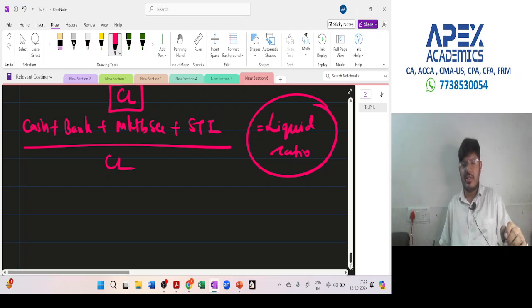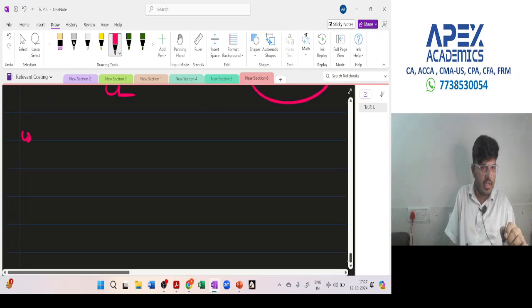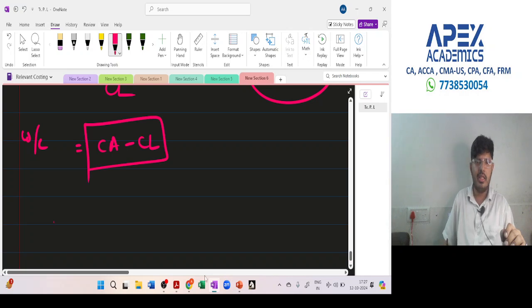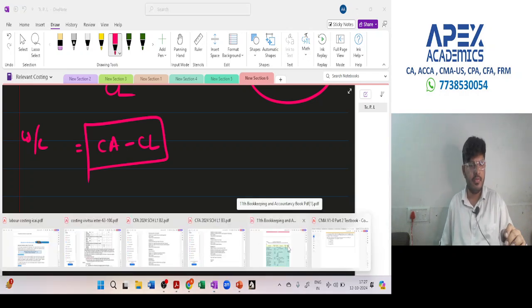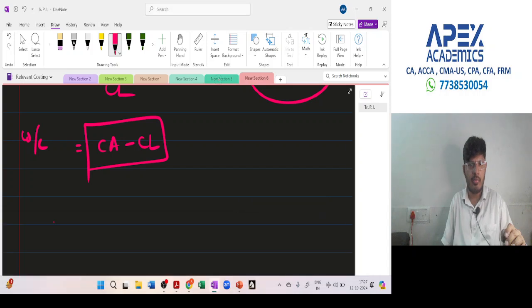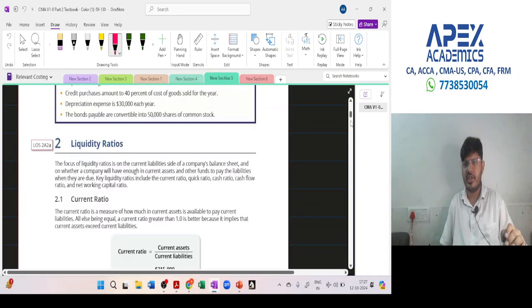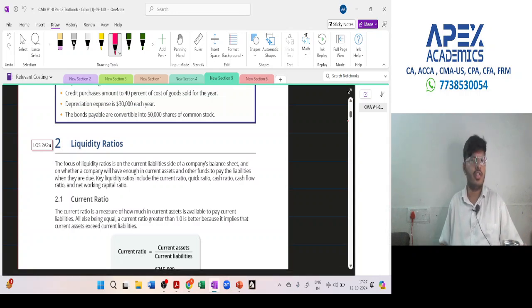Then finally we ask ourselves the question, what is the working capital of the company? Working capital is basically current assets minus current liabilities. Now we are going to jump into Baker notes. We are referring to the publication Baker for this part. And now we will start putting tick marks on all the ratios that we have learned.